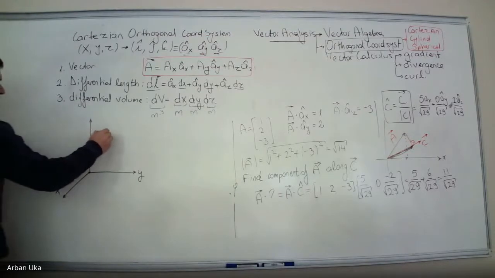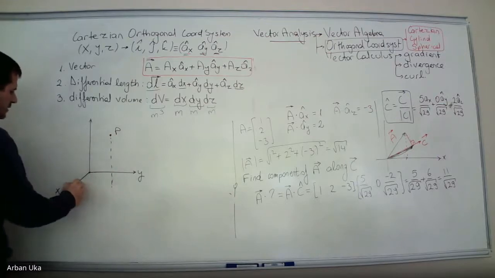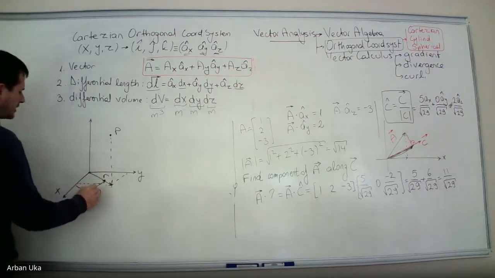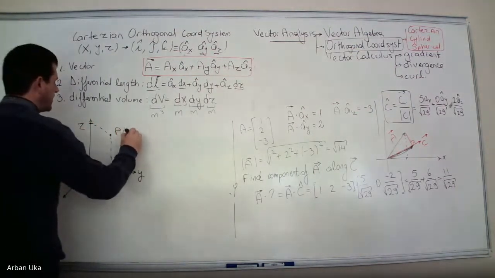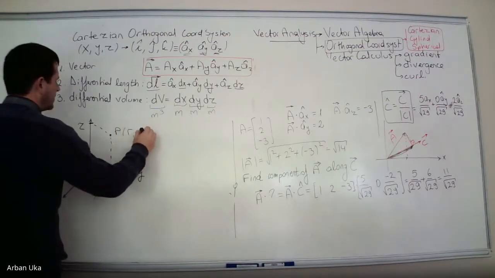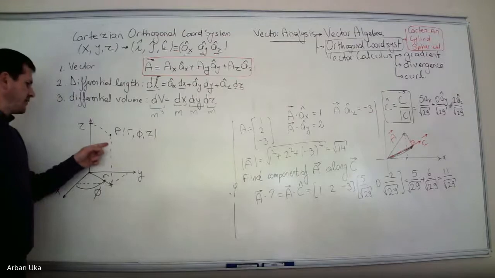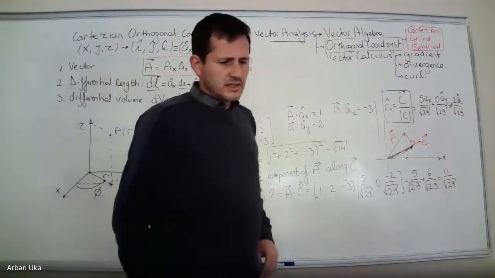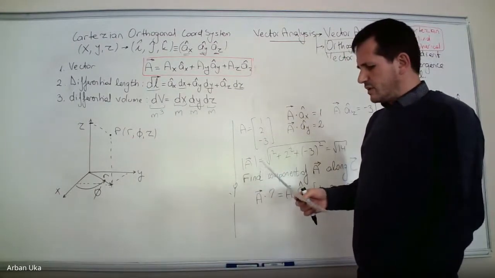Let's assume we have some point here. This point P has a projection on the xy plane, and this is the length r. This is an angle phi. And this is the height z. So point P can be defined by r, phi, and z. Apparently, we need to know how far it is from the z-axis, what is the angle with respect to the x-axis, and what is the height along the z-axis, or how far is it from the xy plane. This is what we need here.